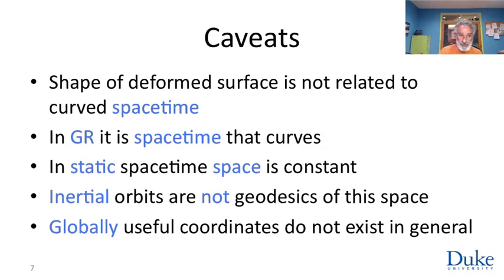First of all, the shape of that deformed surface, the rubber sheet, is not related to curved spacetime. I'll describe the curved spacetime in a minute. In general relativity, it is not space that deforms, but space-time, this four-dimensional object, or if you want, in the two-dimensional case that we've been drawing, the whole two-dimensional sheet is curved, not just the x-axis.